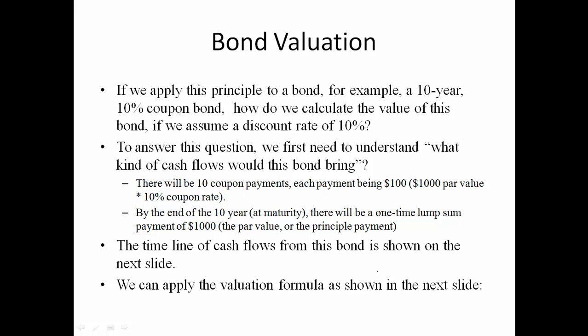There will be 10 coupon payments, each payment being $100, which is $1,000 par value multiplied by the 10% coupon interest rate. By the end of the 10th year, which is at the bond maturity, there will be a one-time lump sum payment of $1,000, which is the par value, or say the principal payment. So the timeline of cash flows from the bond is shown on the next slide.